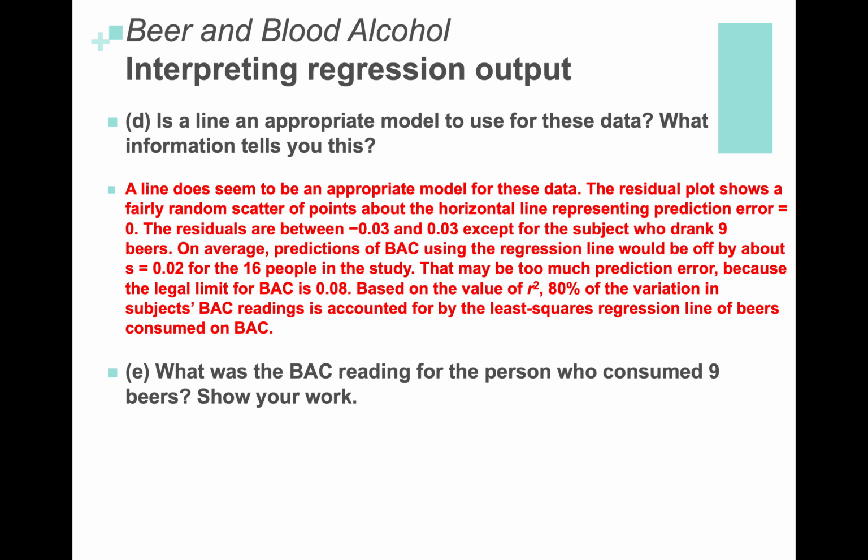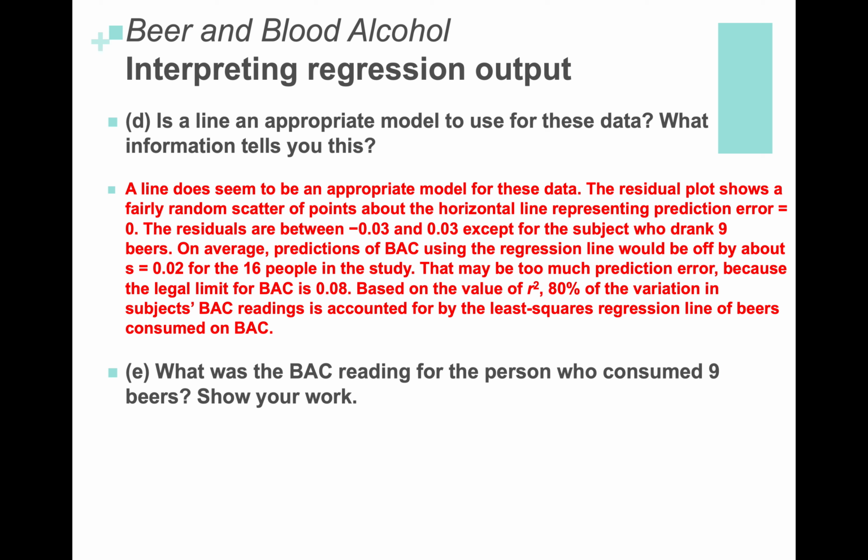On average, predictions of blood alcohol content using the regression line would be off by about 0.02 for the 16 people in the study. We know that from the S value. Now that may be too much prediction error because the legal limit for blood alcohol content is 0.08.